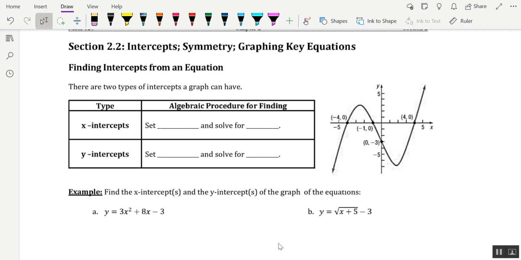To start this out, I want to examine the intercepts of the graph that's to the right. This graph has both x-intercepts and a y-intercept. Let's look at where the x-intercepts are, and those would be points on the graph in which the graph touches or crosses the x-axis. If you look, there are 3 points at which the graph is crossing the x-axis. Specifically, one x-intercept is at (-4, 0), another one is at (-1, 0), and the last one is at (4, 0).